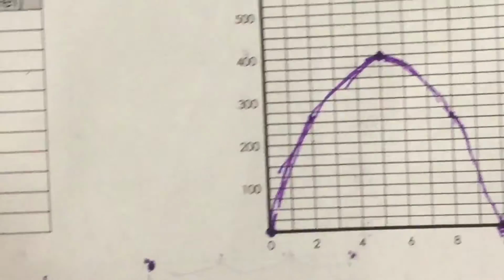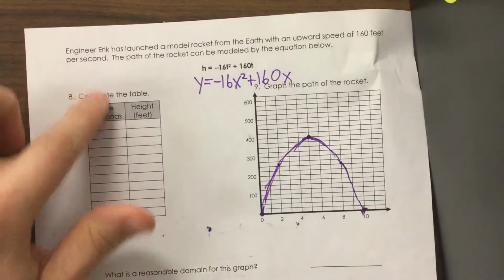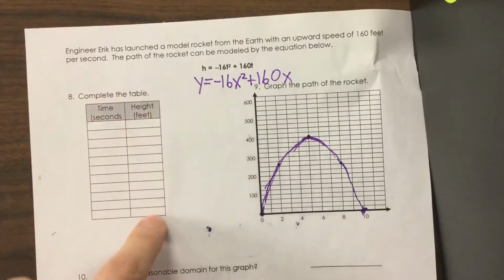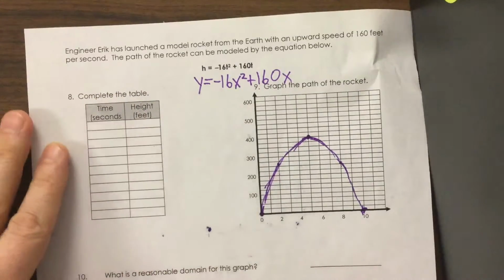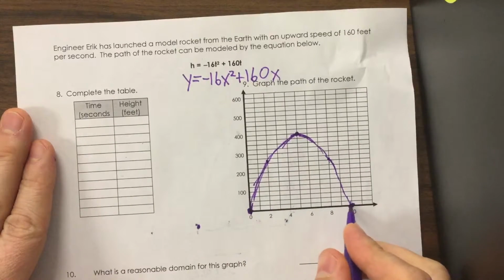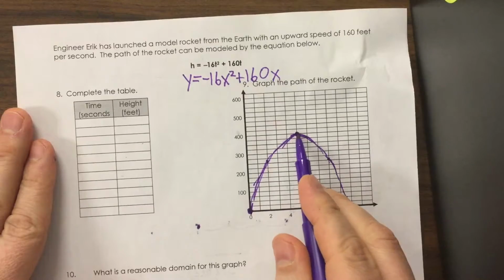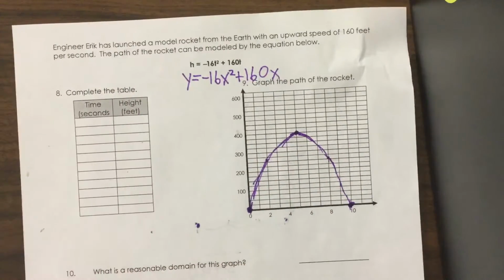Now, you can complete the table. Everything I was looking at in the calculator screen is how you would complete the table. Just fill in a bunch of time values and feet values. In fact, the points that we used, 0, 0. You can put that in your table. 10, 0, and 5, 400. Those are all points you can put in your table.